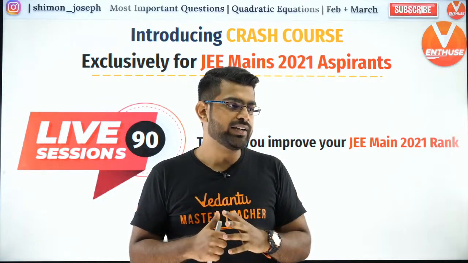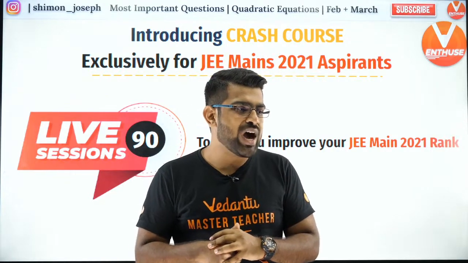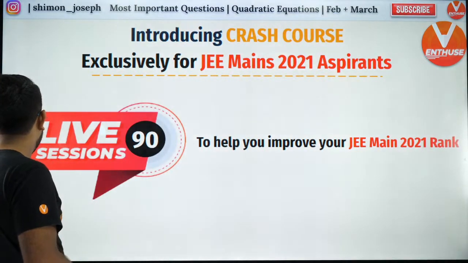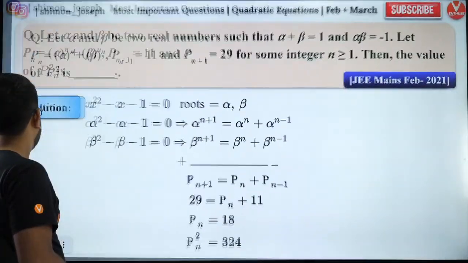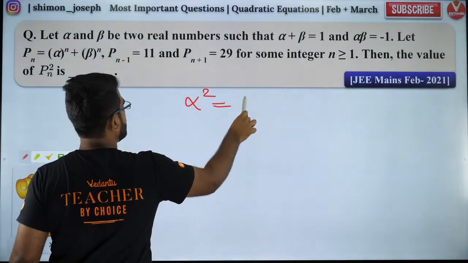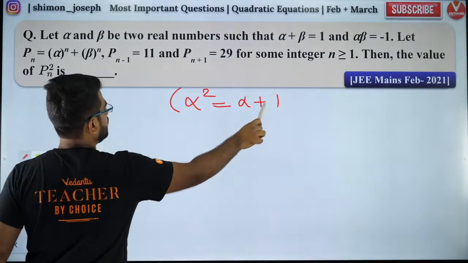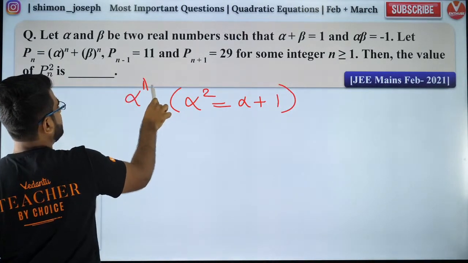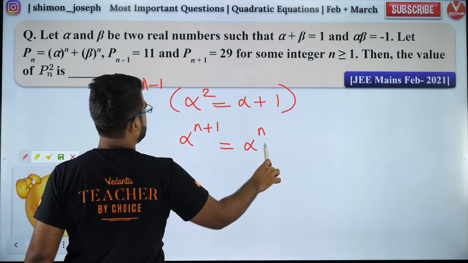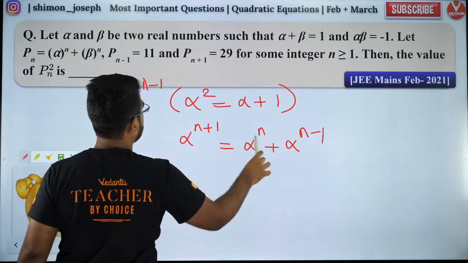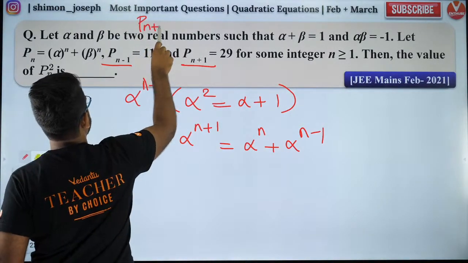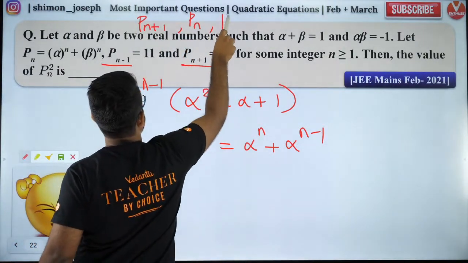Okay. And why you isolated alpha square? Okay, so many of you are still not clear with that. So let me explain it. So I isolated alpha square is equal to alpha plus 1 because if I multiply by alpha to the power n minus 1, I'll get alpha to the power n plus 1 is equal to alpha to the power n plus alpha to the power n minus 1. So that will lead to a relationship between P of n plus 1, P of n, and P of n minus 1.